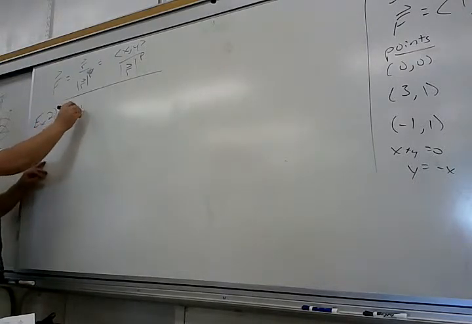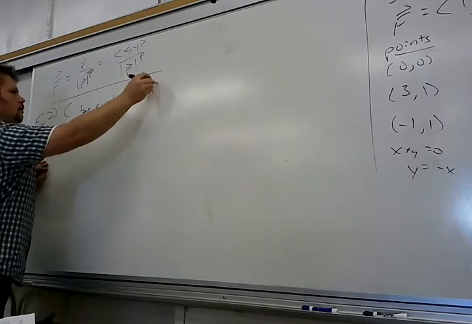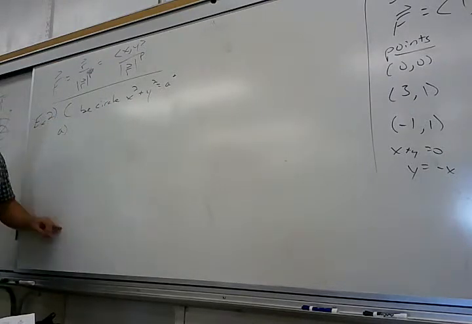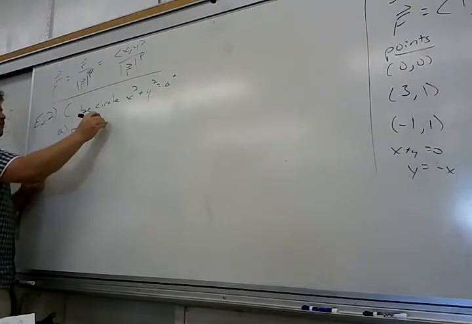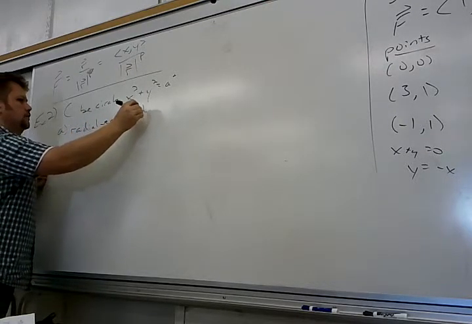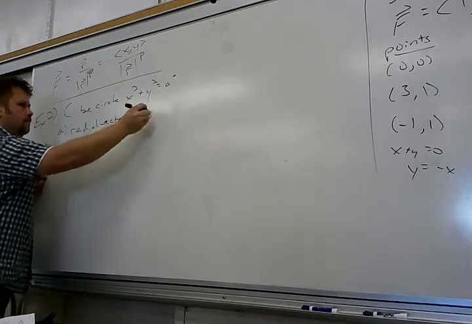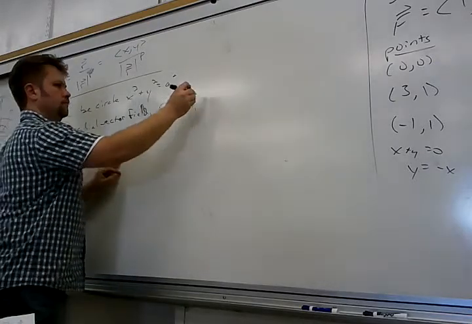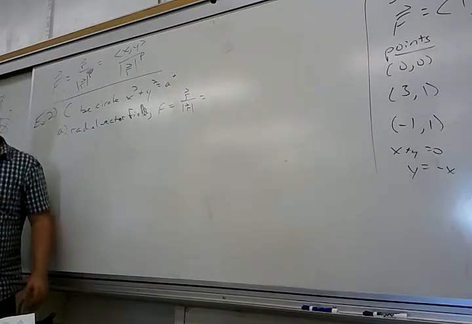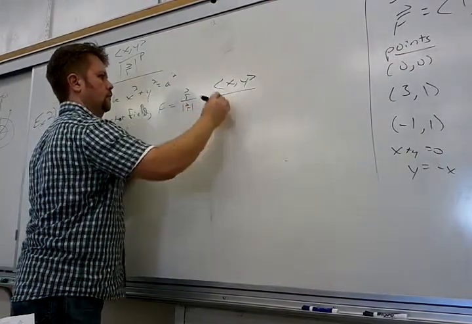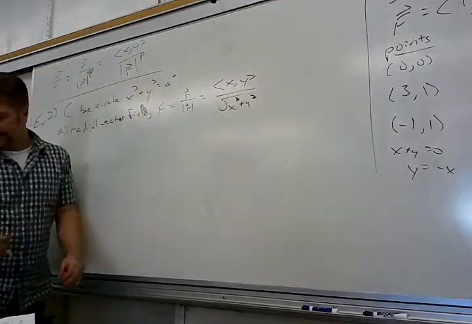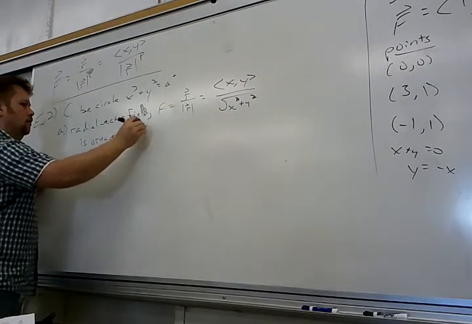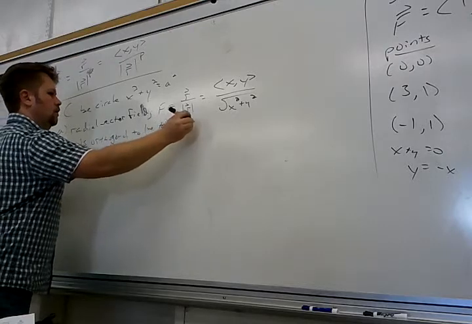So example 2 is a little more specific. It says, let C be the circle x squared plus y squared equals a squared. Show that at each point of C, the radial vector field, which is this guy, is orthogonal to the line tangent at the point.